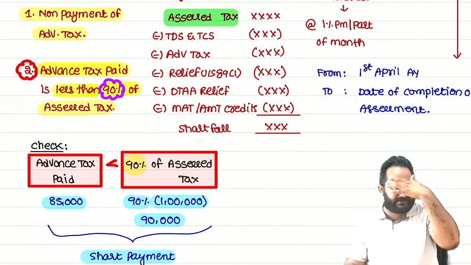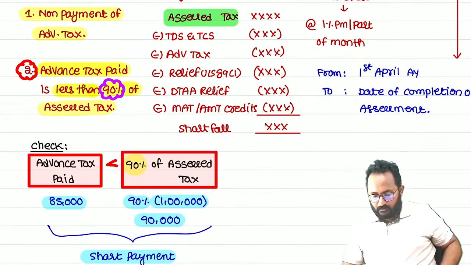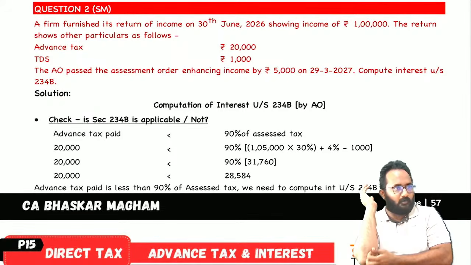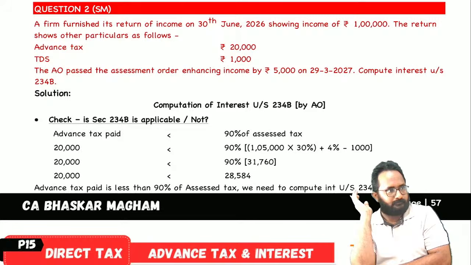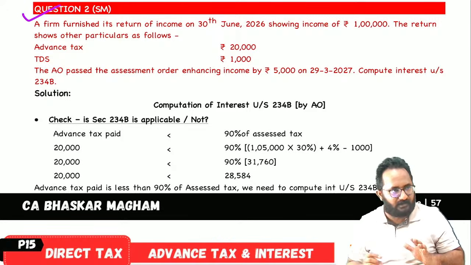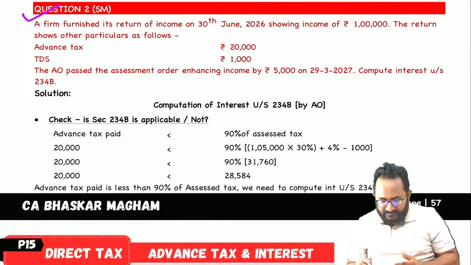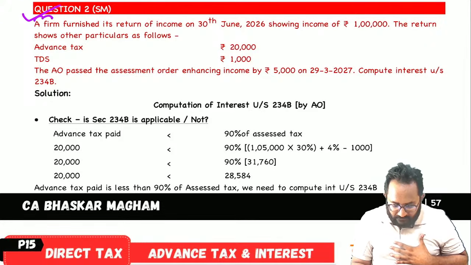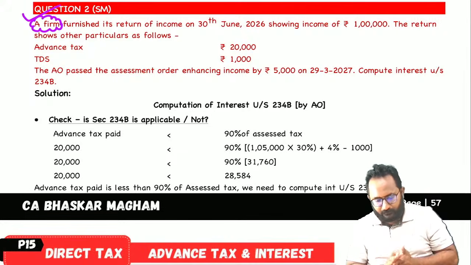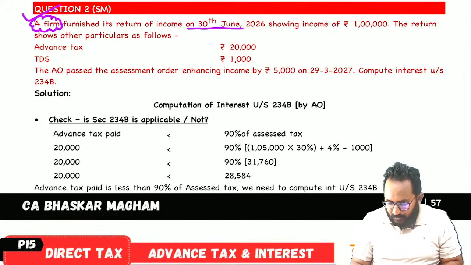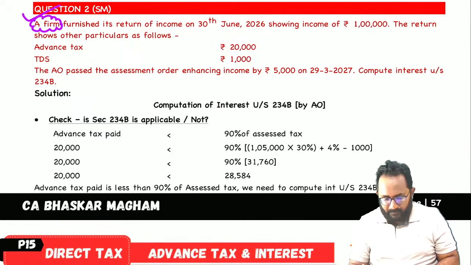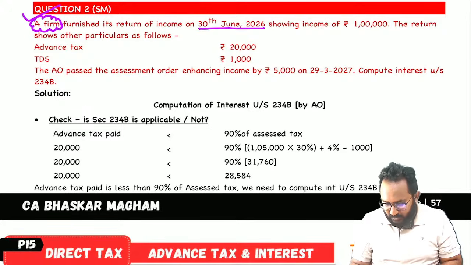Now I will tell you an example, using question number 2. I will explain the concept by using question number 2. First I will read it. A firm, a partnership firm is given here, not an individual or company. They filed the return of income on which date? 30th June.